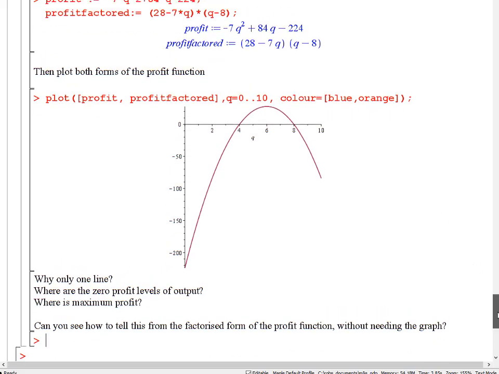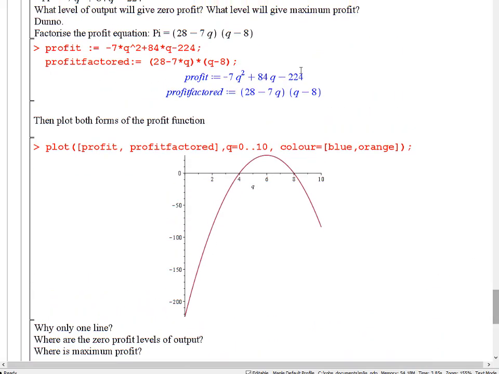Now, using the factorized form, I can do that without needing a graph. If I take this, I can tell that the point where I will get 0 is where Q is 8, because that makes this bracket 0. And to make this bracket 0, Q must be equal to 4, because 28 minus 7 times 4 is 0. So by looking at where each bracket is 0, I can easily find these two points. And then because it's a quadratic, I know that halfway between the 4 and the 8 will be the maximum point, 6 here.